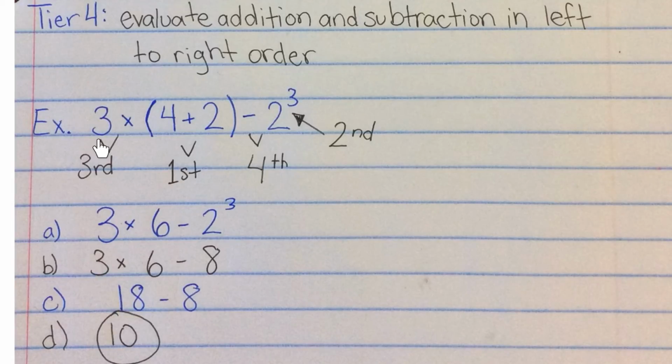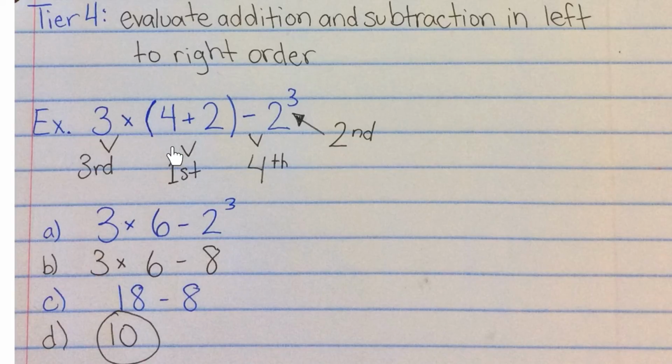We have 3 × (4 + 2) − 2³. What we've done here is we've labeled each problem that we'll do first, or do in order. So first we'll do 4 + 2, then we'll come over here and we'll complete this exponent of 2 to the third power, then we'll multiply whatever that was in parentheses times 3, and finally we'll subtract whatever we had left minus 2. And here's what it looks like written out.